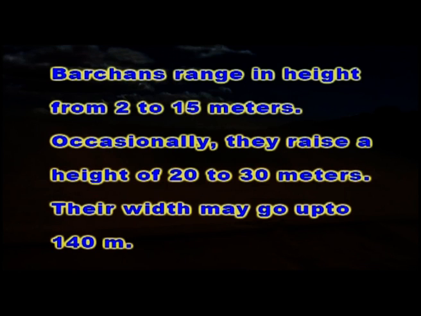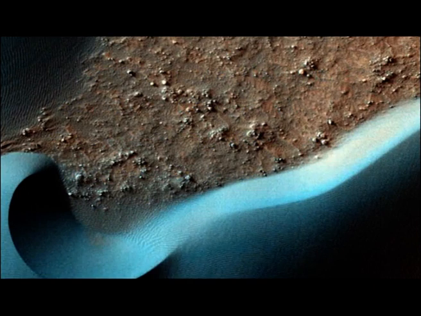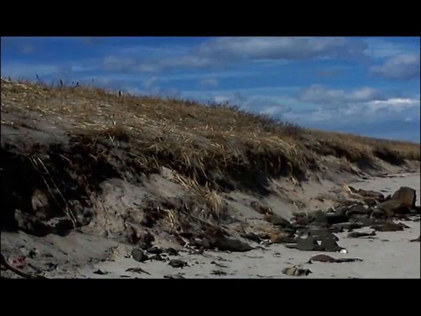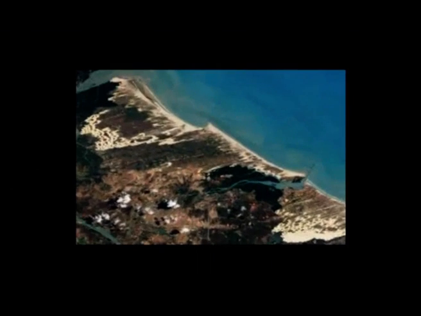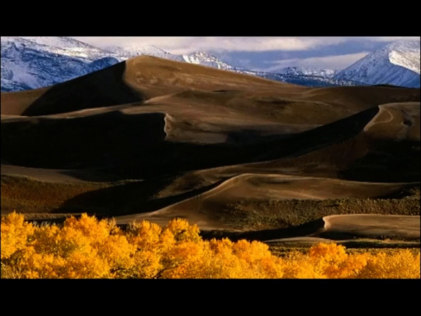Barchans range in height from 2 to 15 meters. Occasionally, they rise to a height of 20 to 30 meters. Their width may also go up to 140 meters. Parabolic dunes are associated with vegetation. They are formed in subhumid and semi-arid environments rather than arid zones. They initially originate as a blowout and the dune forms as the head of the dune at the downwind edge of the blowout.